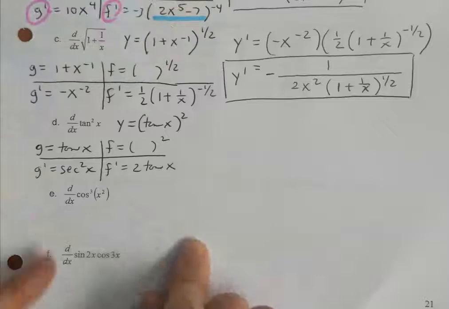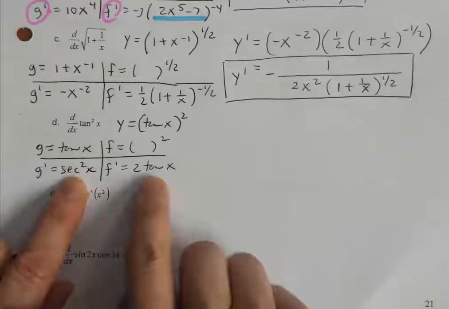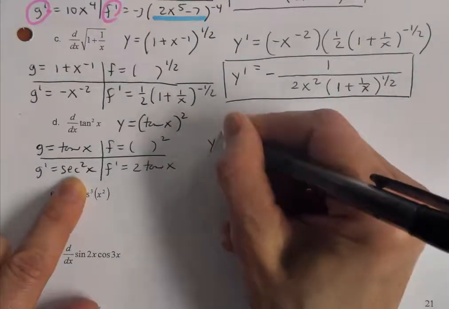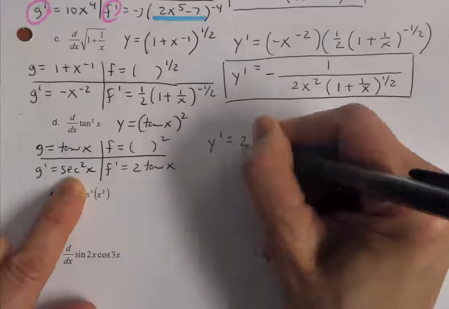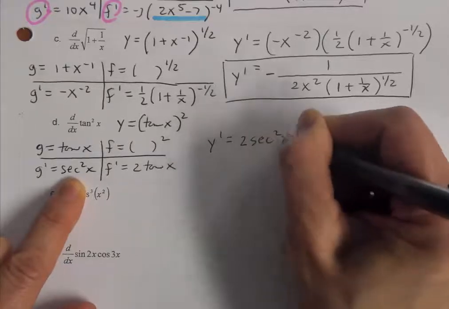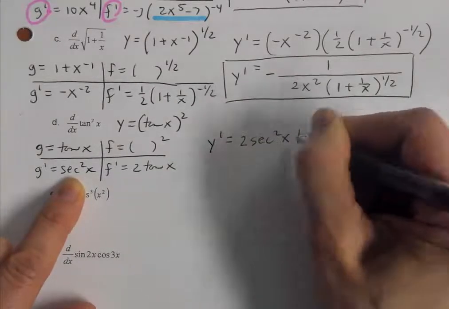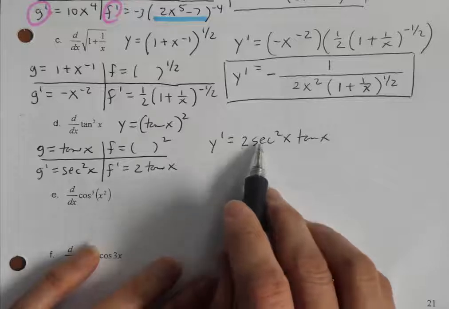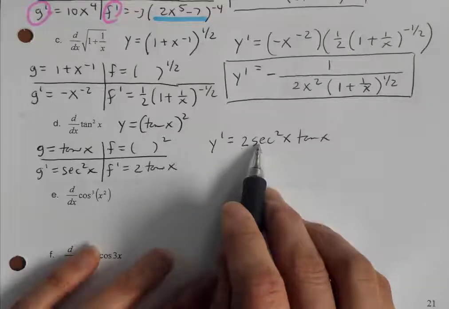So now my answer is this times this. So then you get your y prime equals 2 times secant squared of x times the tangent of x. Or you could reverse those around and say 2 times tangent of x times secant squared of x.